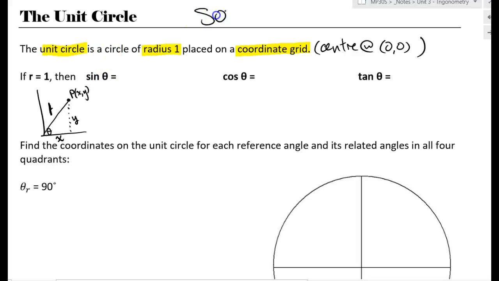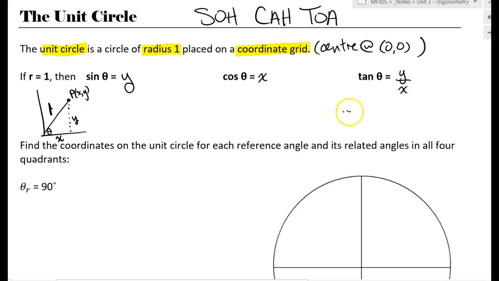Again, if you need to write it down, so TOA. So opposite over hypotenuse, well, y over 1 is just y. Cosine is adjacent over hypotenuse, so x divided by 1, which is just x. And tangent becomes opposite over adjacent, so that's y over x.